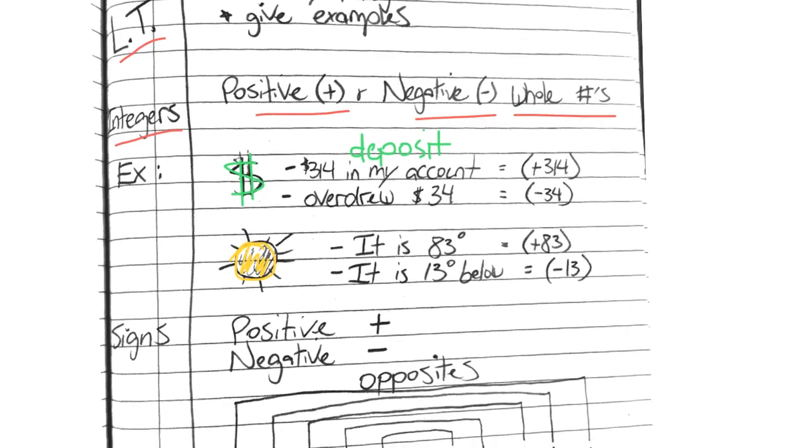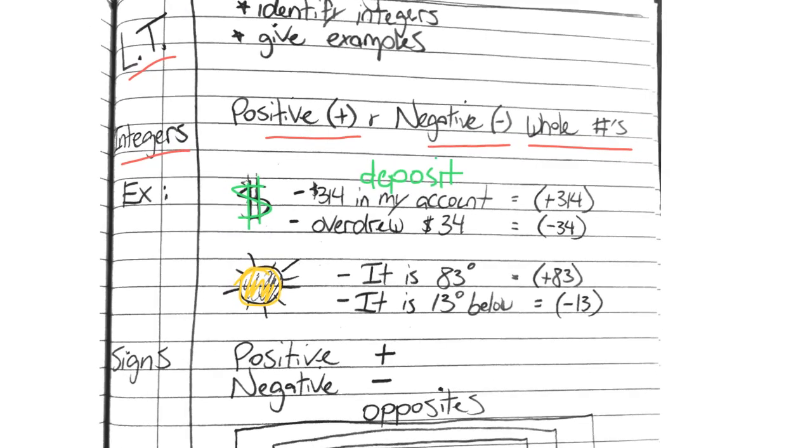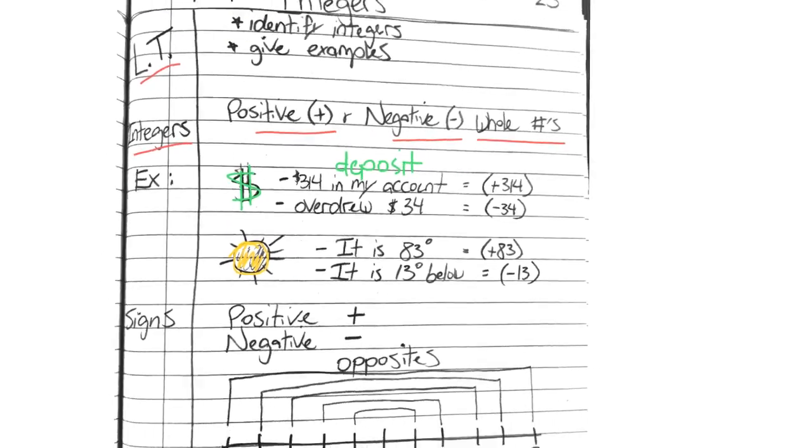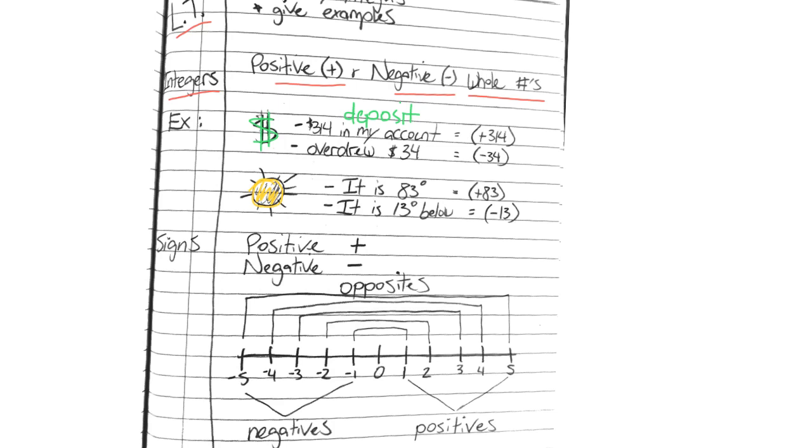So we have some signs that we like to use. Positive, obviously, we have a plus sign. Negative is a minus sign. And the last thing down here at the bottom is we're going to talk about opposites. You'll see on here, I drew a little number line. First off, we always start at 0, our center. Then I did 1, 2, 3, 4, 5 going positive, that's our positive side. And then negative 1, 2, 3, 4, 5 going to the negative side.